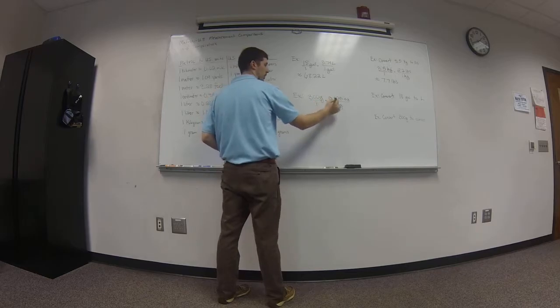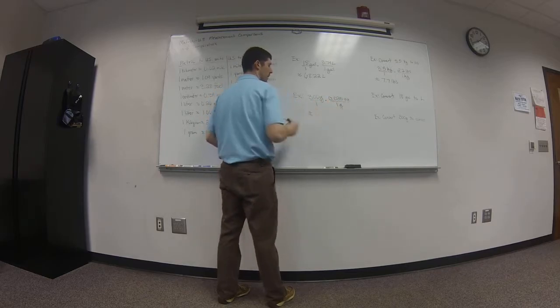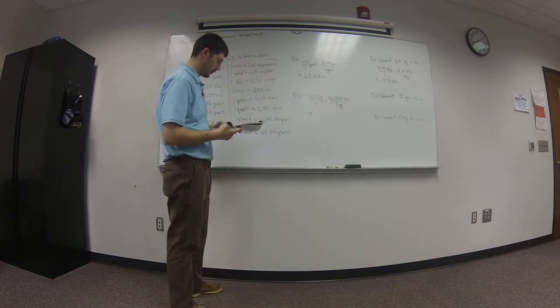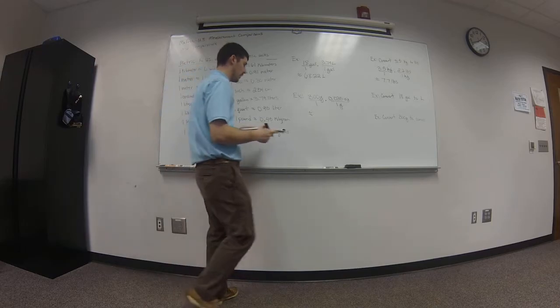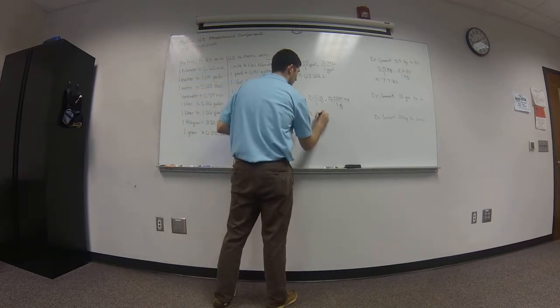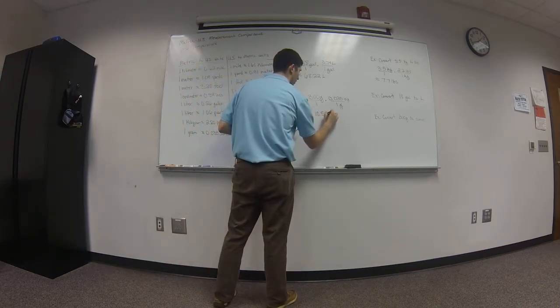Now my grams will cancel. Again, multiply our top numbers together. So 300 times 0.035, and we get approximately 10.5 ounces.